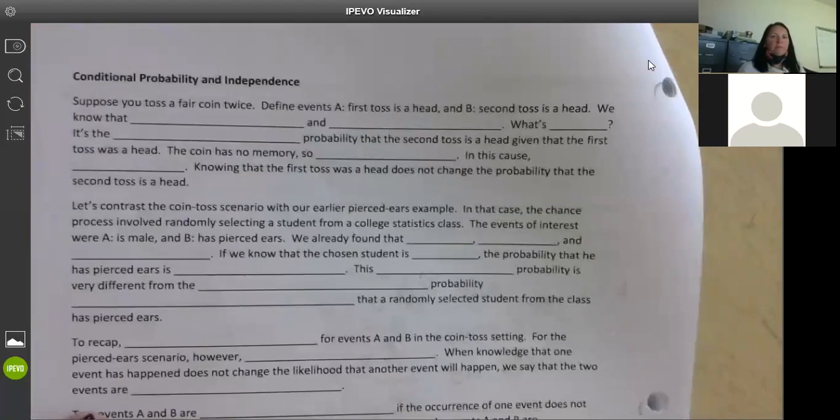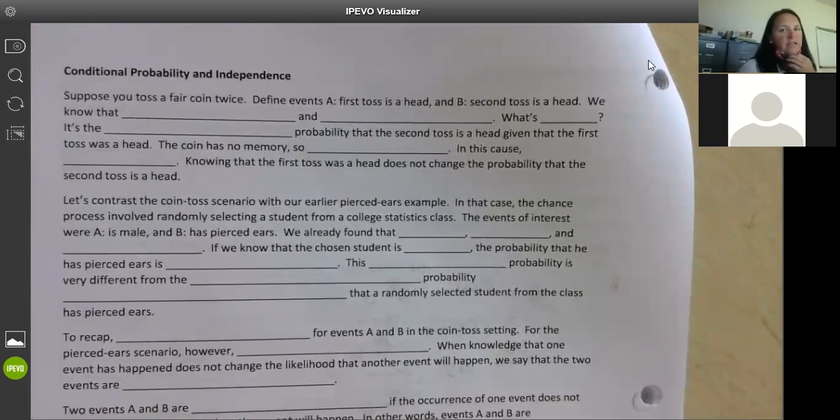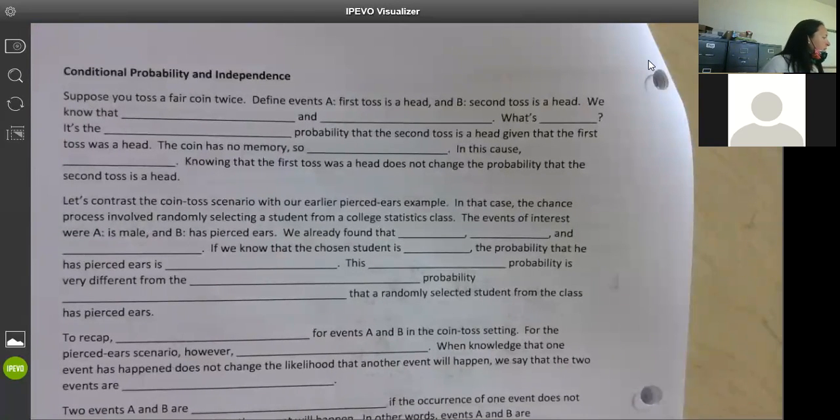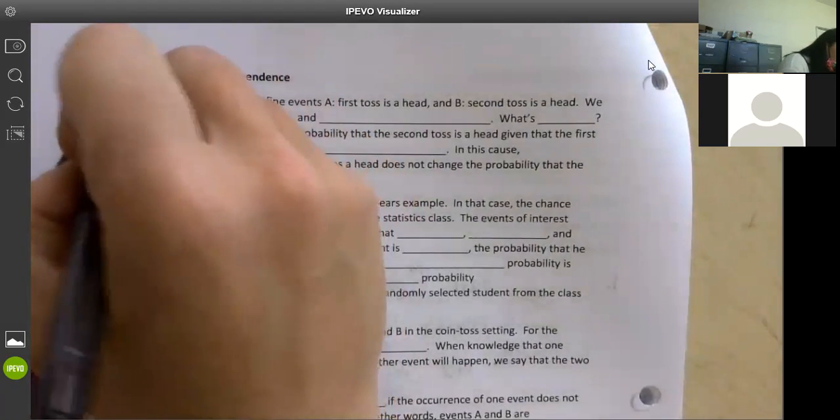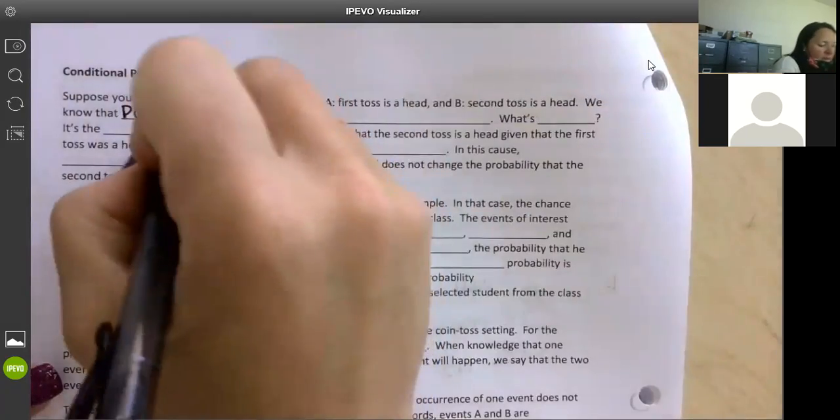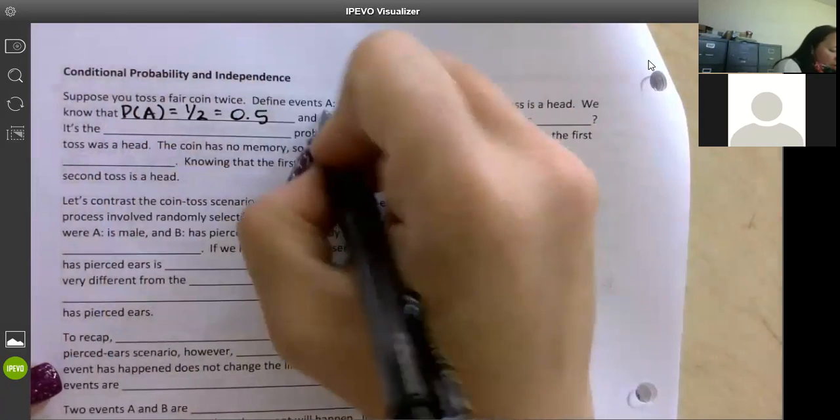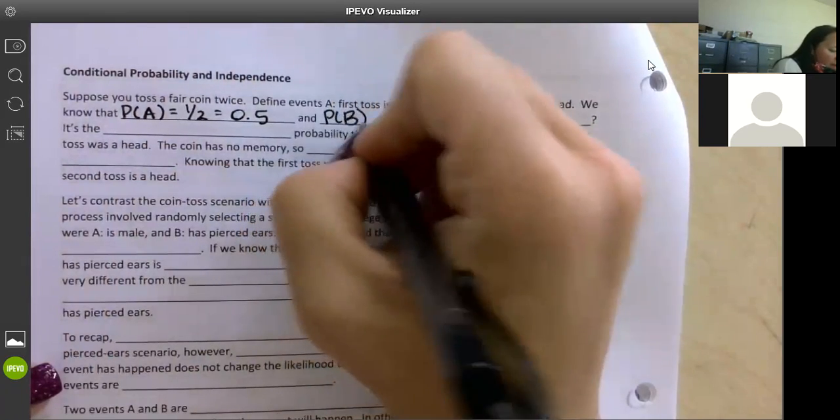All right, so conditional probability and independence. Suppose you toss a fair coin twice. Define events A as the first toss is a head and B, the second toss is a head. We know the probability of A: what's the probability of getting a head? 1/2 or 0.5. And the probability of getting B, another head, is what?